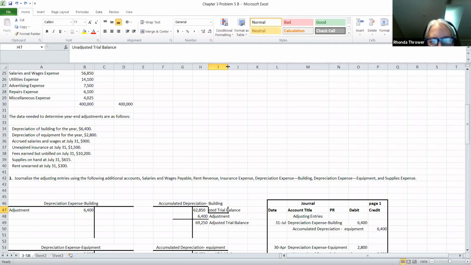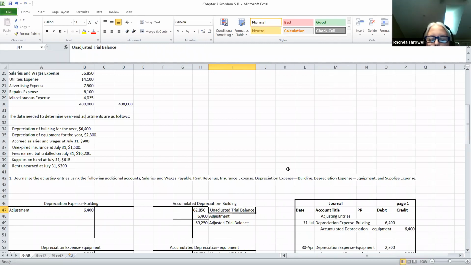Okay, so let me see. There we go. If I can get it to show up properly.